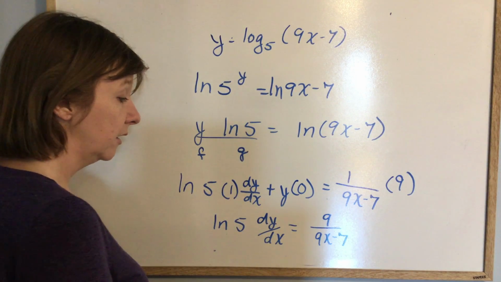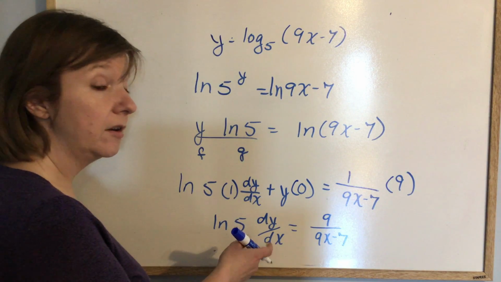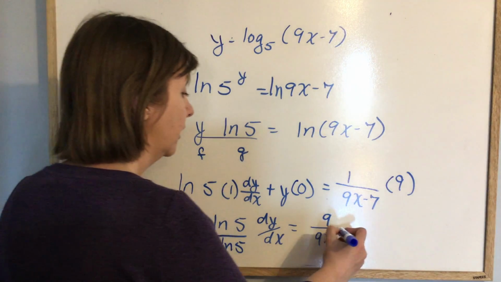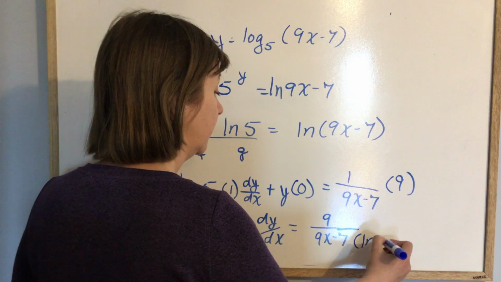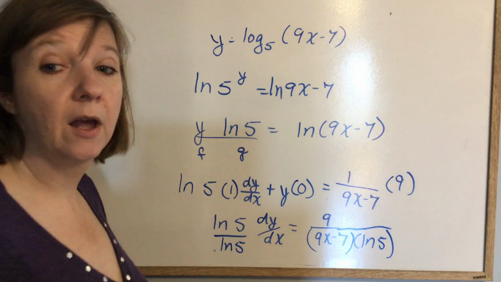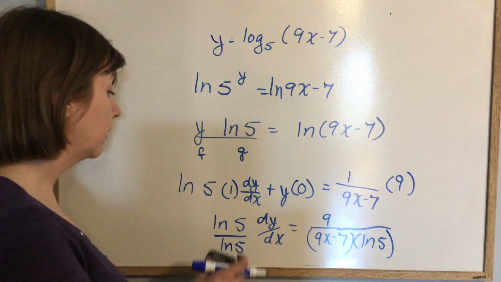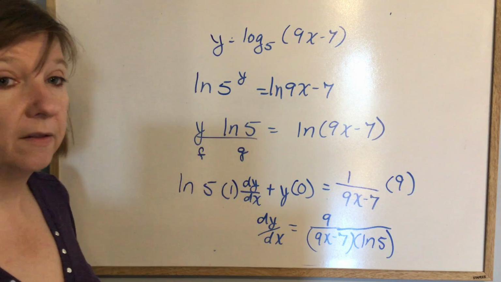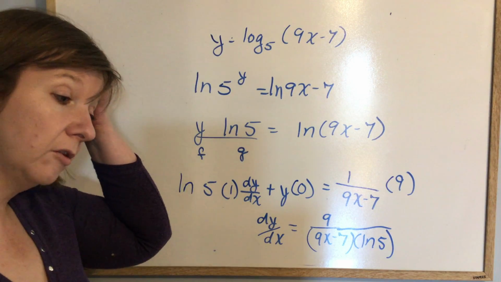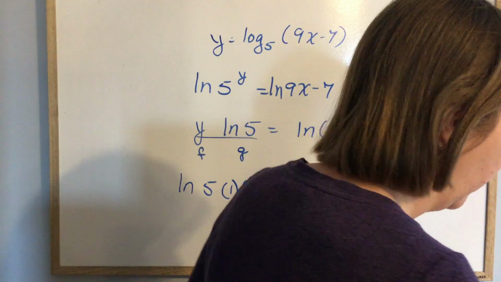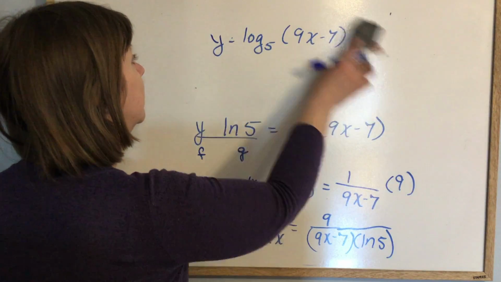The only thing I can do here is get dy dx by itself, so I'm going to divide this side by ln 5. So I really have 9x minus 7 times ln 5 on the bottom. That's gone here, and that is my answer. That was 1b.